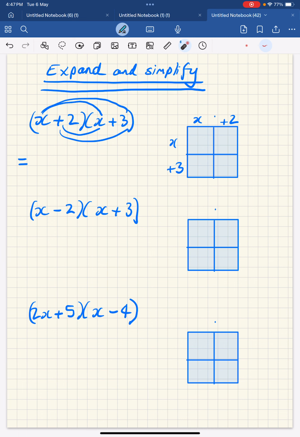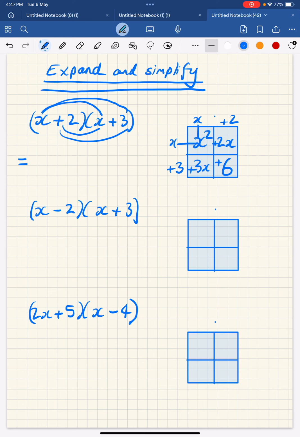Then I'm just going to fill in as if we're multiplying in the grid. We're going to do x times x in here, and that's going to be x squared. Just across, 2x, that's a positive, 3x, that's a positive. And can you see, 2 times 3 at the bottom? It'll be in here, 2 times the 3, and that'll be a positive 6. Okay, so that's the grid method. It's just more of an organising frame for you.